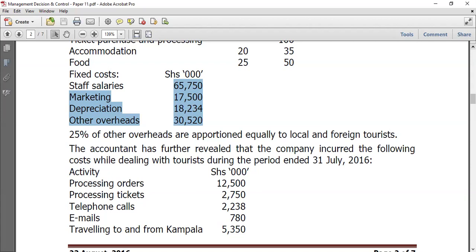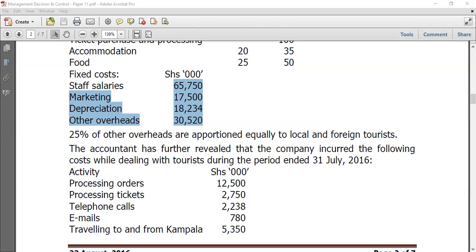For me, my challenge was fixed costs. You are saying that, because I put staff salaries, marketing, and depreciation under their heading, it is showing fixed costs. Why are you saying that we are going to distribute them basing on the number of tourists?